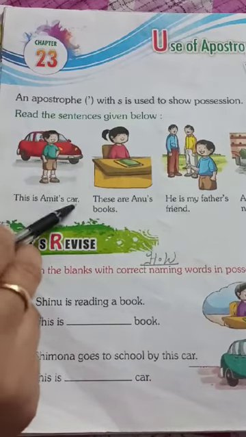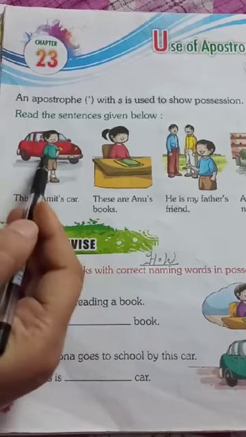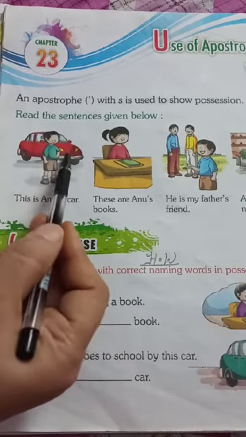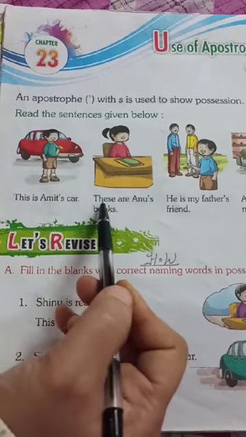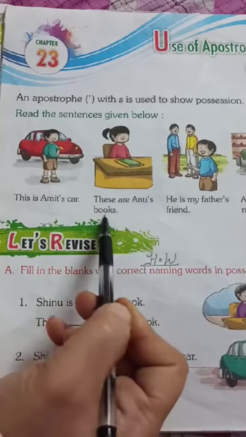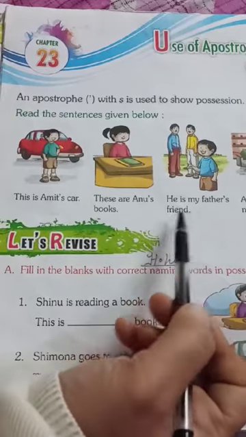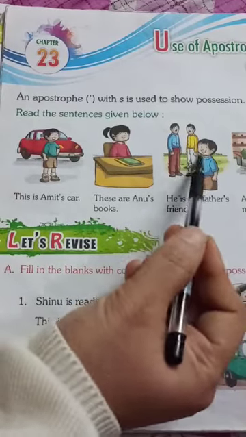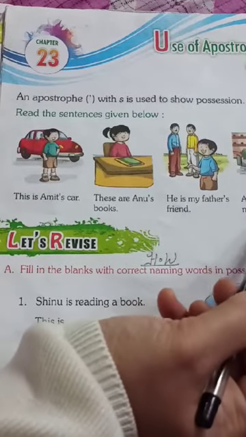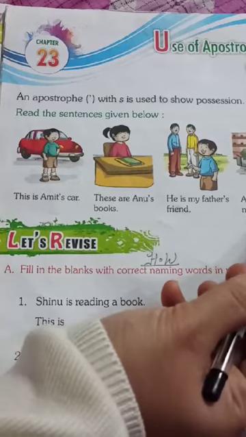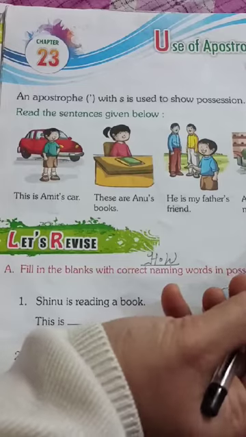This is Amit's car. Here you can see Amit apostrophe S car. So this is Amit's car. Ye Amit ki car hai. It means Amit ki car. Okay. These are Anu's books. These books are Anu's books. Okay. He is my father's friend. Father ke friend. Aditya's school is near his home. Aditya ka school uske ghar ke paas hai. Aditya's school is near his home.